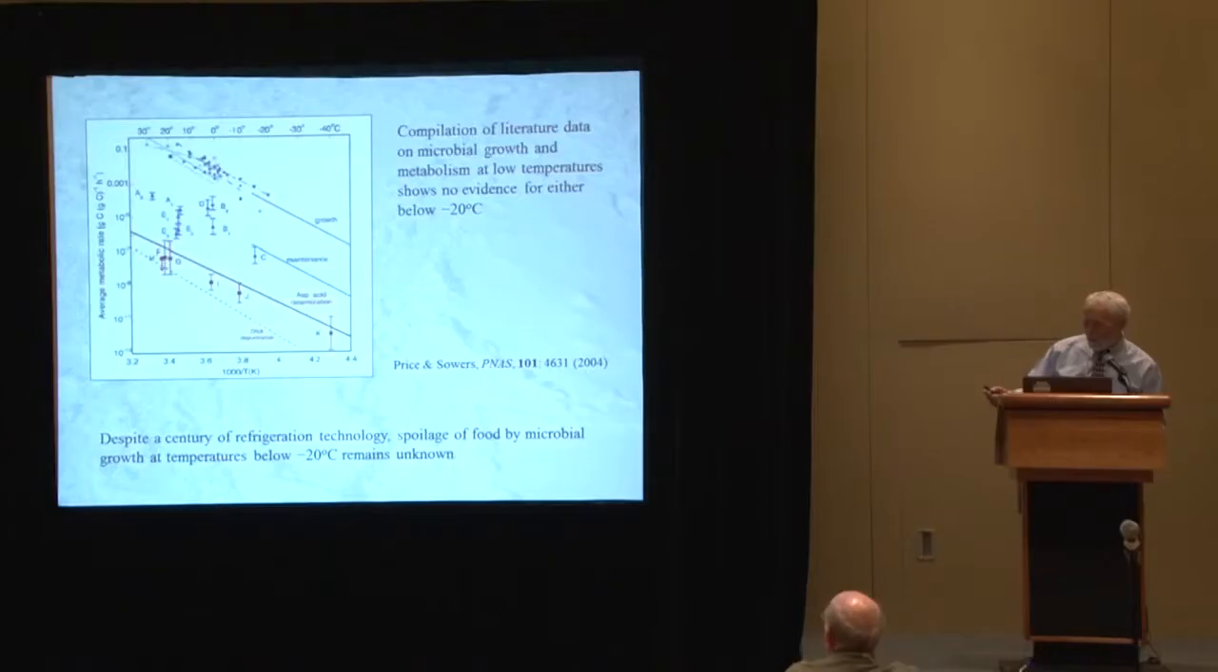If we put all these data together, as was done by Price and Sowers in a PNAS article in 2004, you can see the data plotted here. The upper line here is an Arrhenius plot of the growth data. The line here is a plot for metabolism data, and for the purposes of today, we could ignore the bottom line.